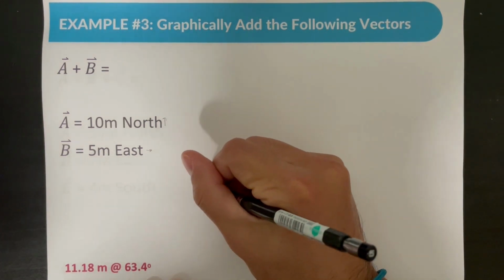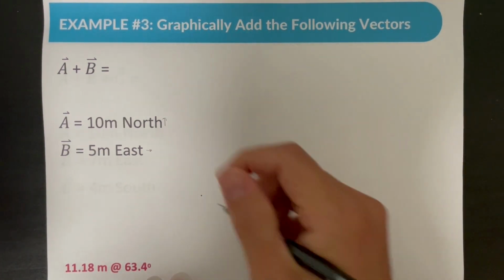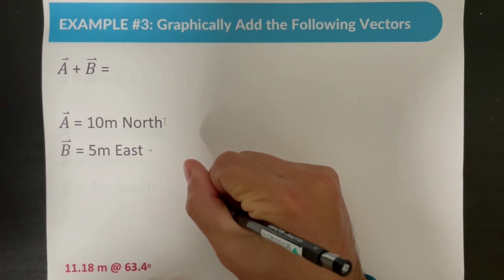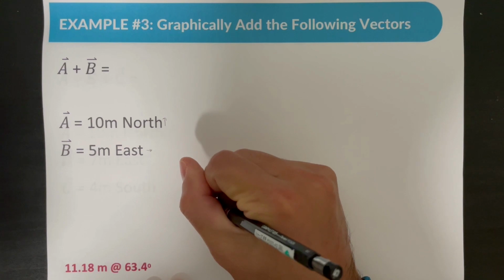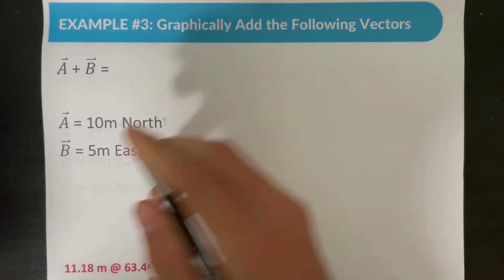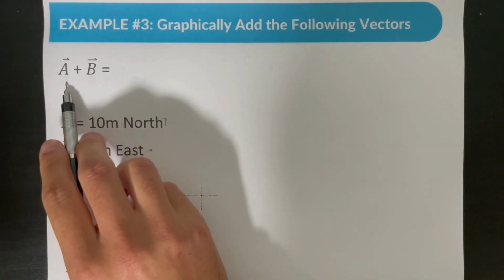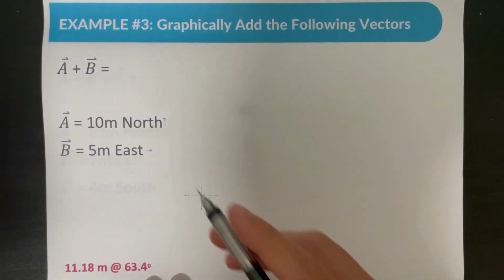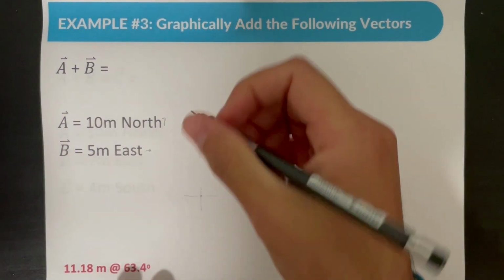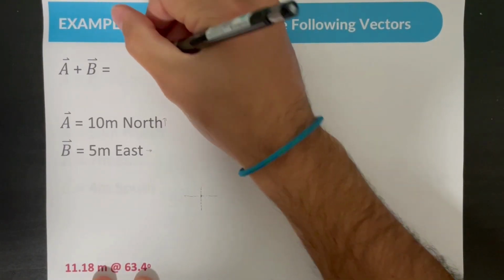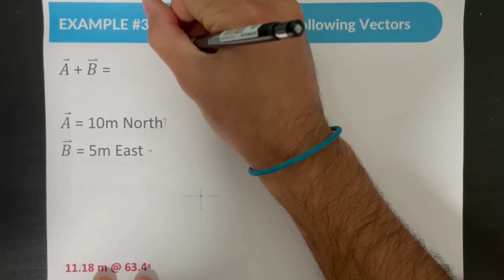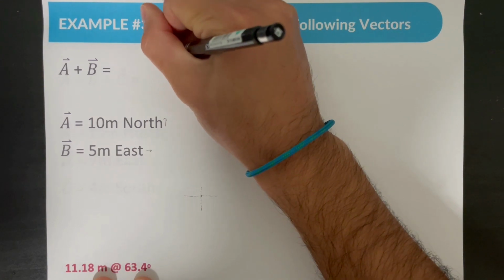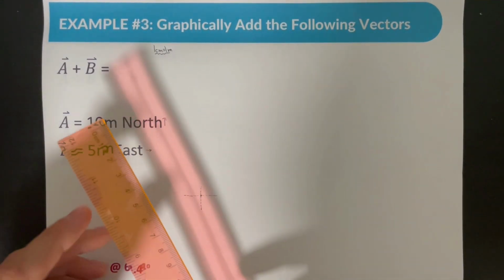Okay, so what I like to do right at the beginning when I start is make cross sections. So I'm going to make a cross section right here. This is where I'm starting from. And I'm just going to go in the order it says. It doesn't matter the order, but that's the order I'm going to go. So it says 10 meters north. So first thing I'm going to do is make a legend. 1 centimeter equals 1 meter. Okay?